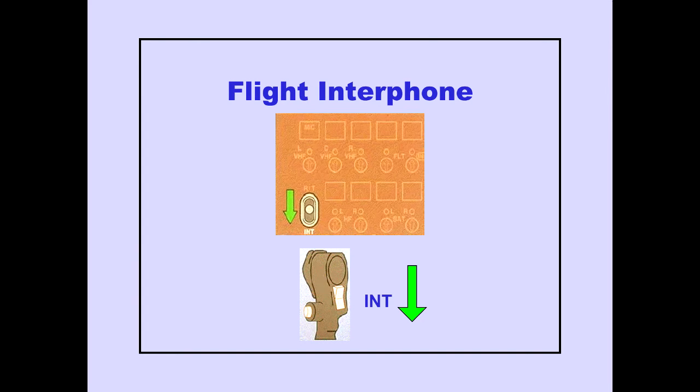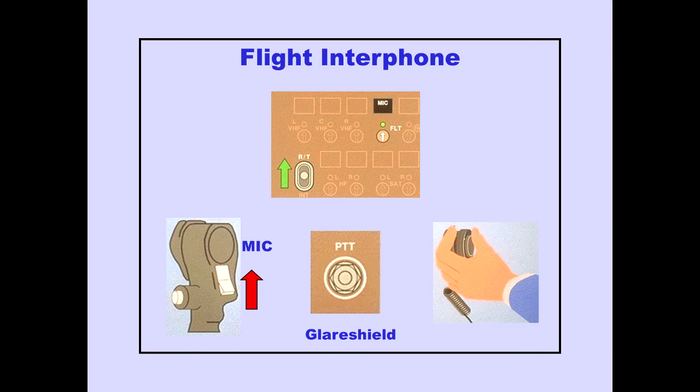The flight interphone is used by pressing either push-to-talk switch to interphone, or by selecting the flight transmitter selector and using the RT or mic position of a push-to-talk switch. Or you can use the hand microphone.